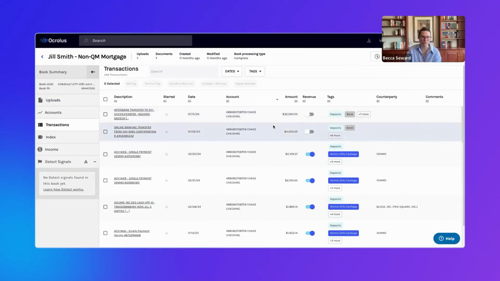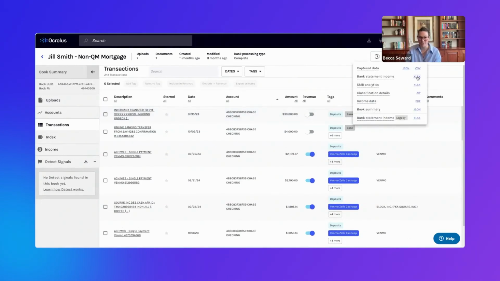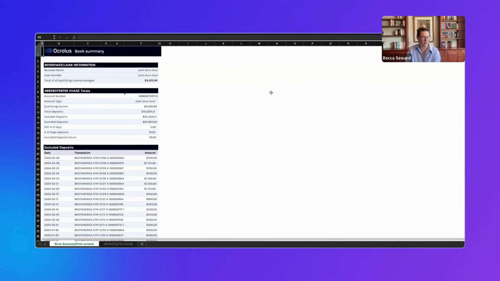Once I'm done sorting through all these transactions, I've gone through all my tags, I've included and excluded the revenue, that's when you will go to the export and click on the bank statement income calculator Excel link. I've already downloaded this on my laptop, so if I come here, I will see the book summary view. So first, as Craig mentioned, we have introduced a book summary print version.